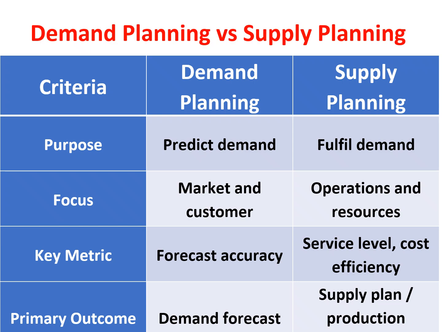The key metric for demand planning is forecast accuracy, whereas supply planning's key metrics are service level and cost efficiency. And the primary outcome of demand planning is the demand forecast, whereas supply planning's outcome is the supply plan and production schedule.